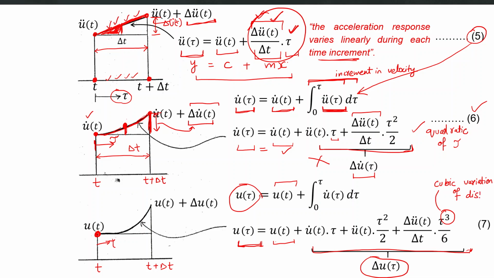So please note that we have invoked just one assumption. This is the linear acceleration assumption, which is equation 5. Equation 6 and equation 7 we get from equation 5, because we put equation 5 in equation 6 and integrate it. Similarly, equation 6 is put in equation 7 and integrated and we get equation 7. So our only assumption was the linear acceleration assumption, the top one. The other two equations we get from that assumption.